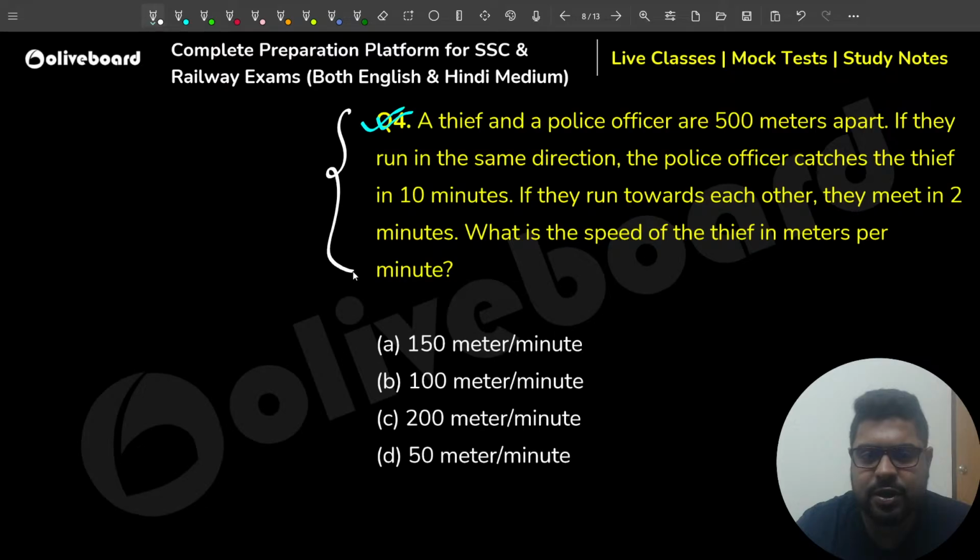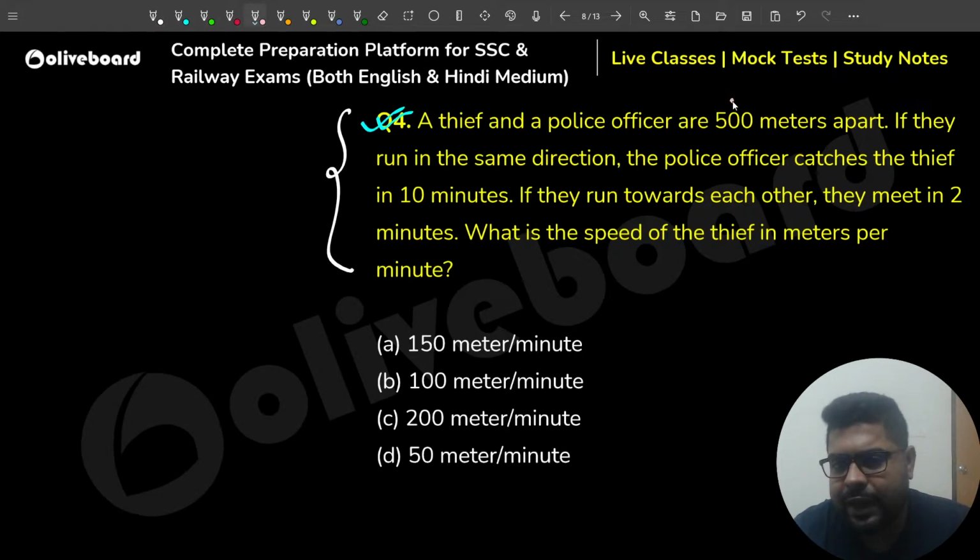The question is based on relative speed. Now, again, there are shortcuts here, but I don't recommend that you go for every question using shortcuts. Only remember shortcuts which can be used in different situations. For every question, if you go for a specific shortcut, that will take you a long time.